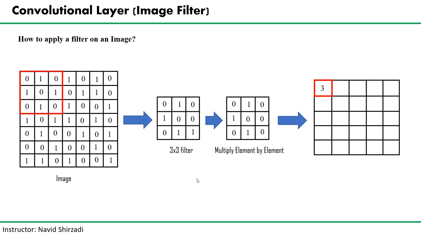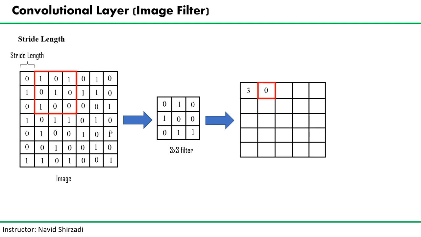We do the same process across the entire image. For example, we do it like this. We go one stride to the right, and then do the same thing, multiplying the filter again with this part. For example, we say 0 by 1 is 0, 1 by 0 is 0, 0 by 1 is 0, and so on.